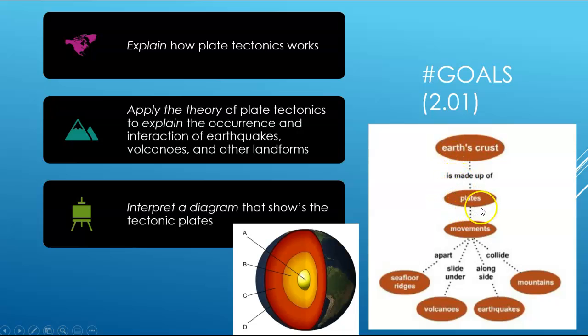The crust is made up of plates, and those plates can move, and they can move in different directions. So if the plates move apart, we're going to see this formation of seafloor ridges. We'll get into that in detail in our lesson. If they slide under each other, we can have volcanoes form. If they slide alongside each other, we'll see earthquakes form. And if they collide, crash into each other, we'll see mountains form. So those are the types of movements that we'll be looking at in our lesson.